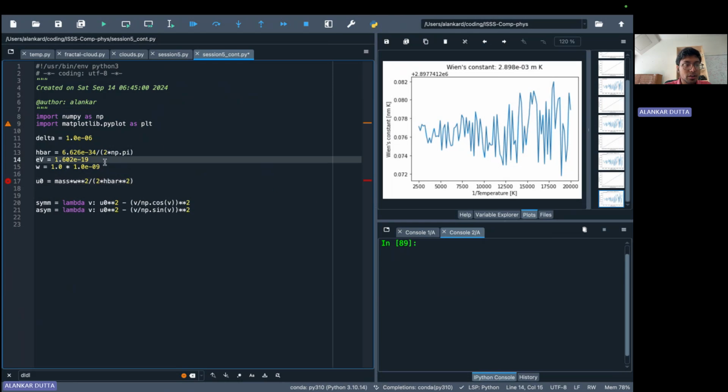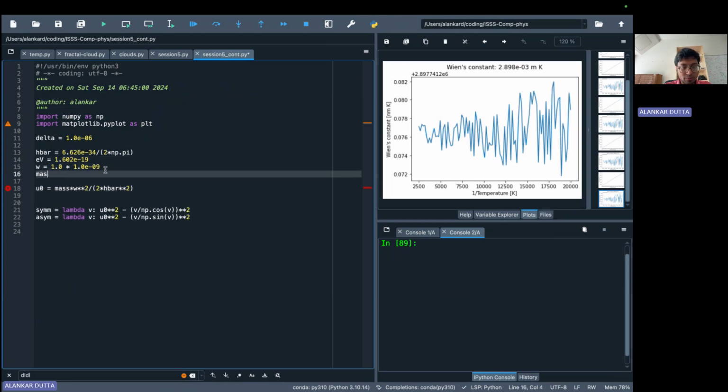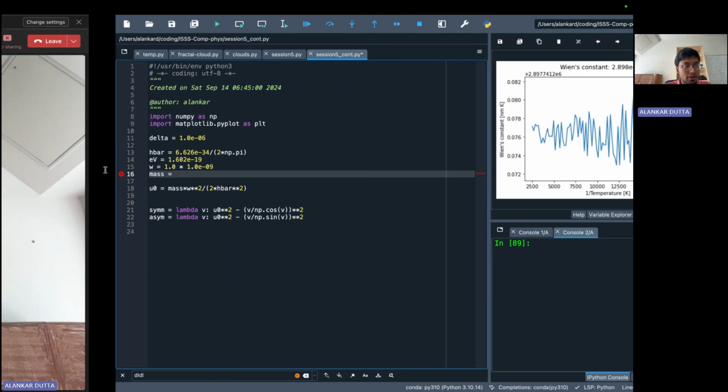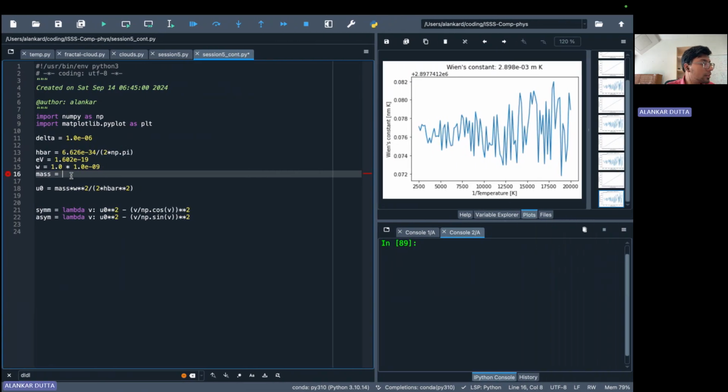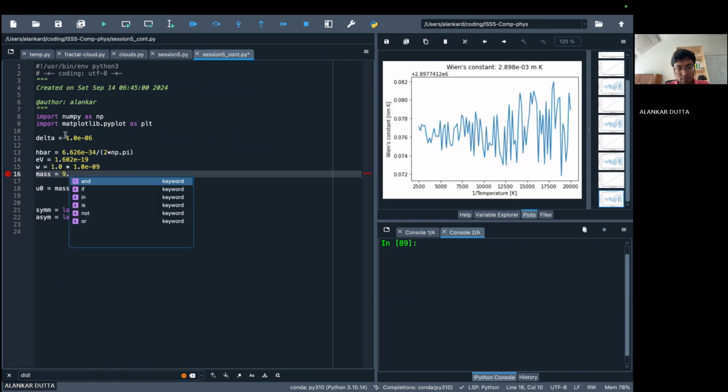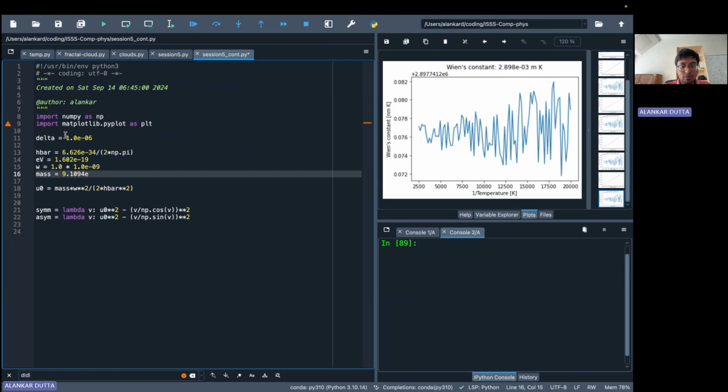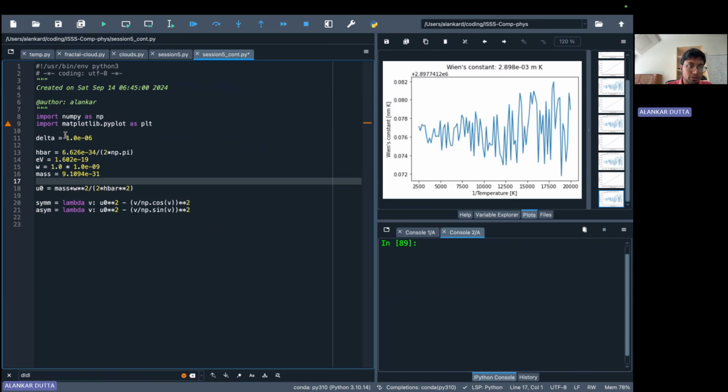Right. And now we are going to find out the mass of the electron. So mass is equal to, I have it written in here, 9.1094 E minus 31. So once we have done this, we know everything, right? And then we are going to solve for these transcendental equations. So let's try to do that.